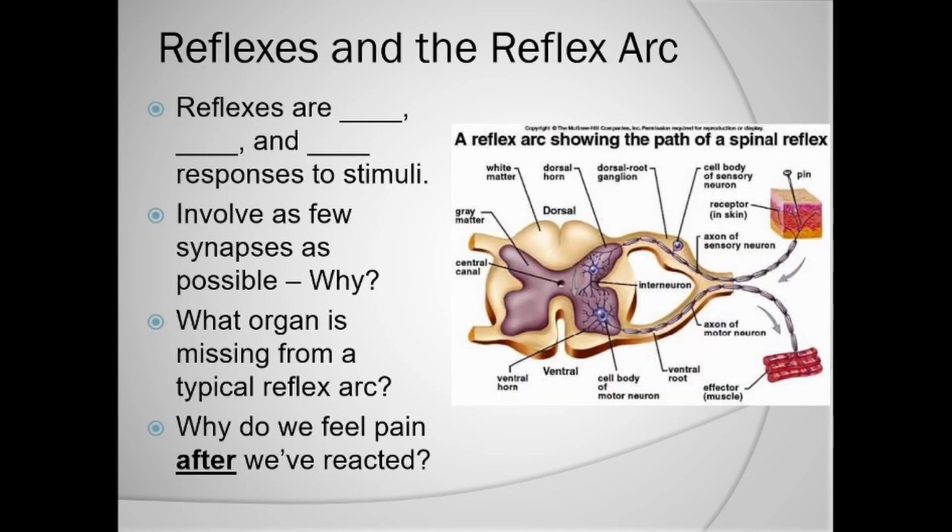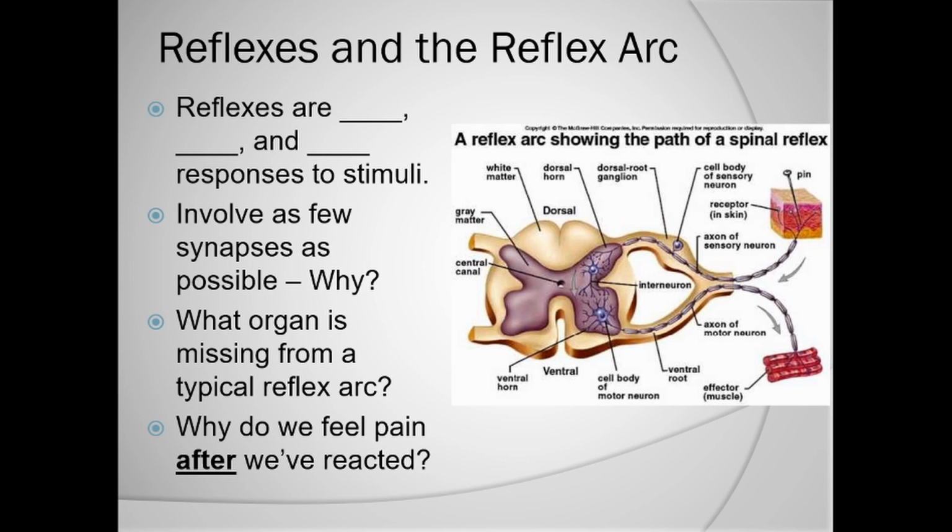Reflexes and the reflex arc. So reflexes are rapid, predictable, and involuntary responses to stimuli. Rapid, predictable, and involuntary. So they happen lightning fast. They happen predictably every time. The reflex is going to happen the same way. It's not like maybe it's going to happen this way this time and another way, or maybe it's not going to work this time. They're always predictable, and they're involuntary. You don't think about them at all.